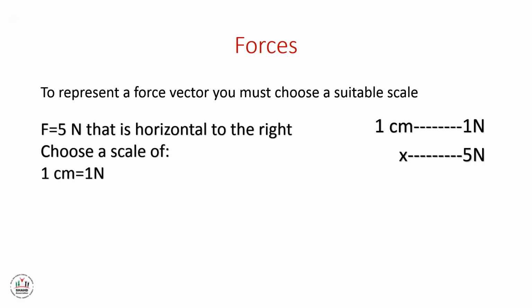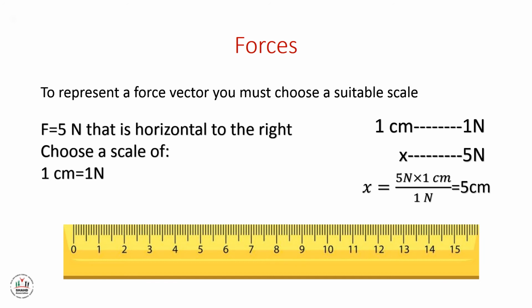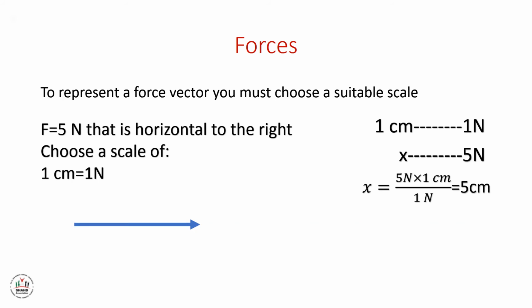So for 5 newtons, how much will the length of the force vector be? Let's put it x. Now do the math. If we want to find x, we have to cross multiply. So 5 newtons times 1 centimeter divided by 1 newton will give 5 centimeters. We put a ruler. We draw a 5 centimeter vector to the right, like this. This is the force vector that is 5 newtons in magnitude and horizontal to the right.